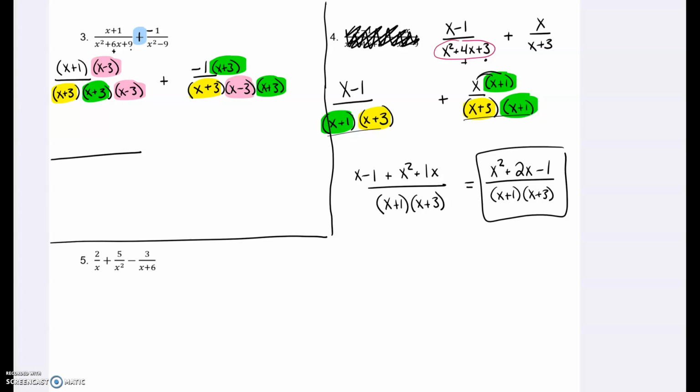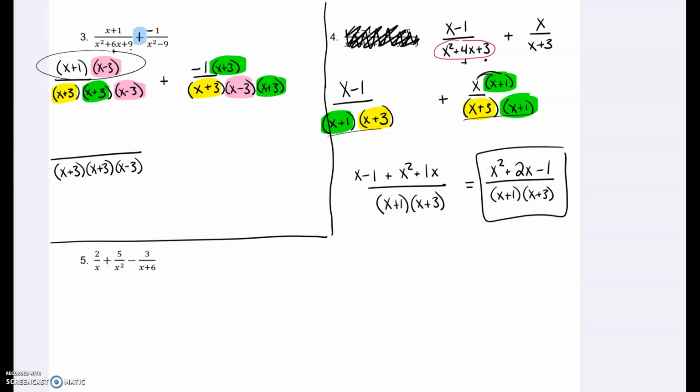Now the denominators match. And I like to use colors. If you have highlighters, colored pencils, crayons, markers, colored pens, anything, using color on this can be very, very helpful, because then visually you can see both denominators have yellow, green, and pink. They match. So our common denominator is x plus 3, x plus 3, x minus 3. Now that the denominators match, we can actually do the stuff on the top.